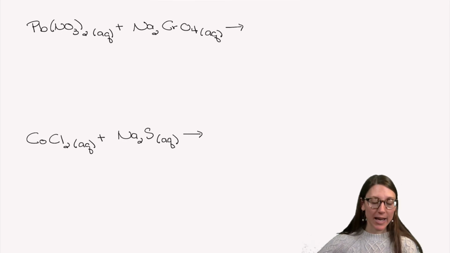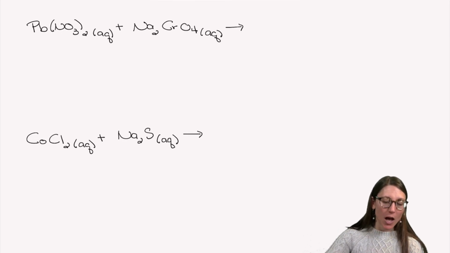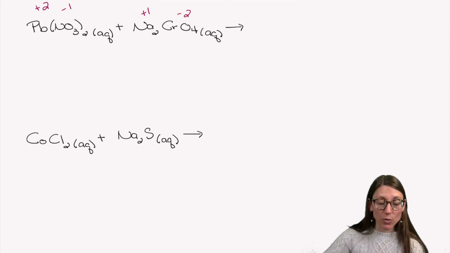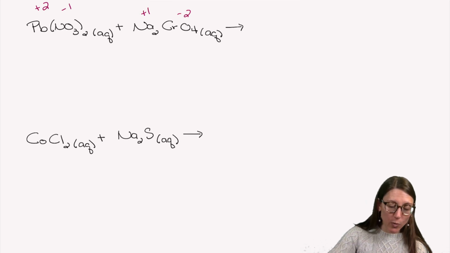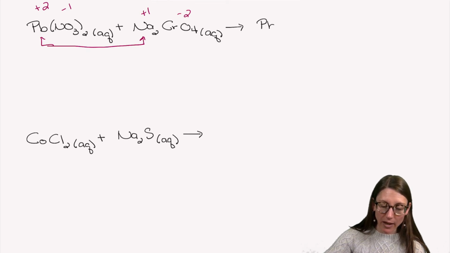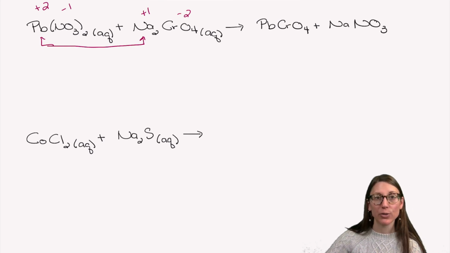2 more. Lead nitrate with sodium chromate. Okay, so for this one, again, think about what you have. Each nitrate is -1. That makes this lead a +2 charge. Sodium is +1. There's 2 of those. That means the chromate has to be -2. So as you look at this, we're going to switch the positive charged pieces here. We're going to switch our cations. And so we're going to end up with lead chromate and sodium nitrate.